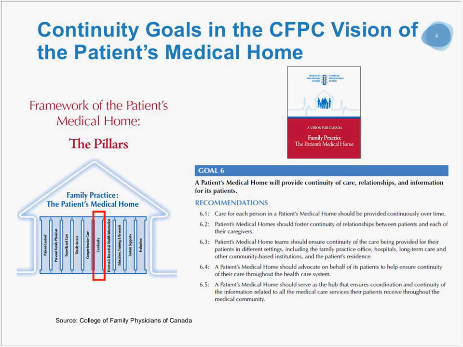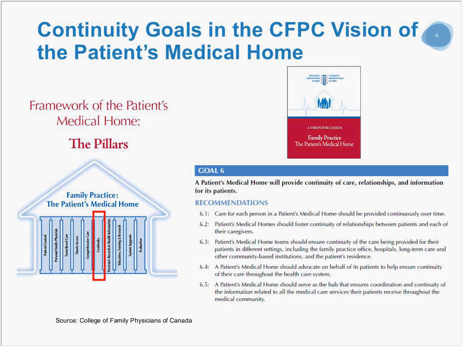6.1, care for each person in a patient's medical home should be provided continuously over time. And so basically that just means that as patients' care needs arise, they then see the same person or people in the medical home over the same period of time, thus building relationship. 6.2, patient's medical home should foster continuity of relationships between patients and each of their caregivers. So that's the same as what I just said.